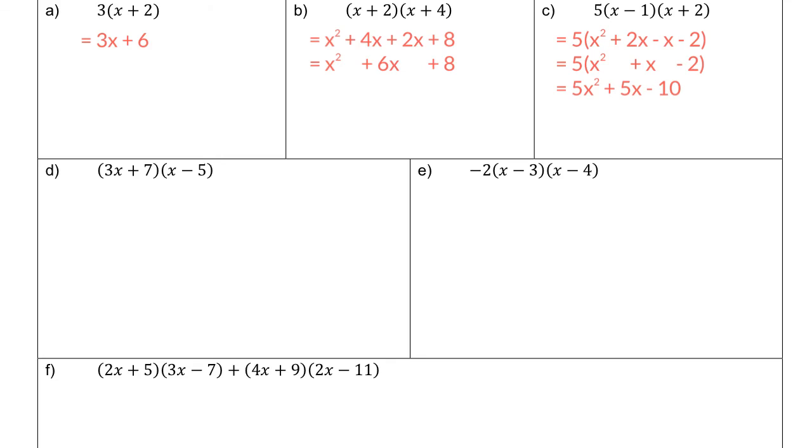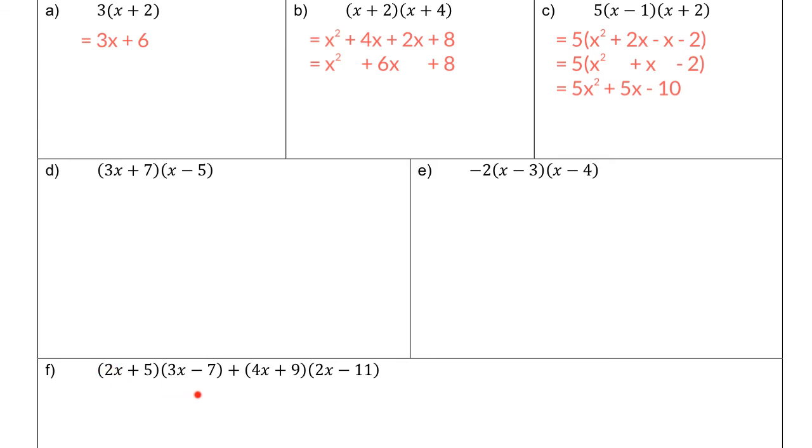So for example, in this one, you still have two brackets multiplied by each other, just like this example, except you have 3x in the brackets instead of just x. So that might make it a little more difficult for you. This one is just like this example, except you have a negative number in front. But otherwise, the steps are just the same as this one.